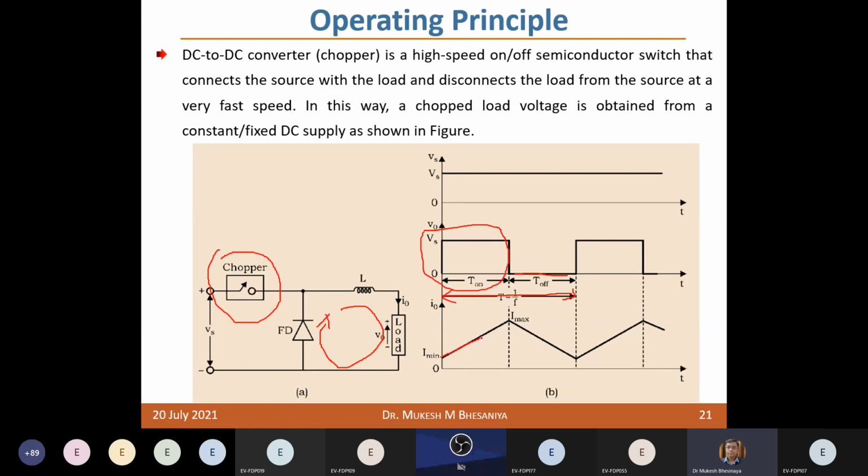So here you are increasing the current when the source is connected, when the switch is on, the source is connected to the load, and the inductor current will rise from I minimum to I maximum. So this is the peak to peak ripple current you have, and based on the requirement of your load, you design your filter either to reduce this peak to peak ripple, or there are other ways to do that as well.